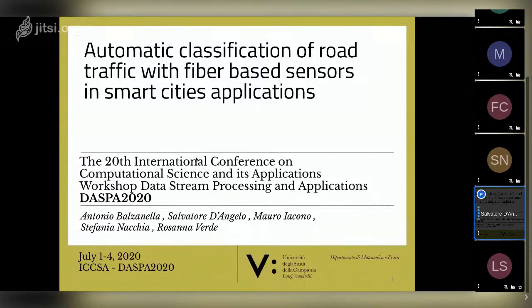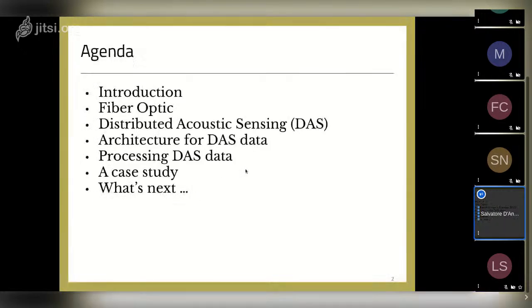Okay, the work that I present with my colleague is automatic classification of road traffic with fiber-based sensors in smart cities applications. In this paper, we used fiber optic as a sensor. So we have an introduction to fiber optic as a sensor and distributed acoustic sensing. Then we have built an architecture for DAS data and a pipeline for processing DAS data. And we have some case studies and the future work.